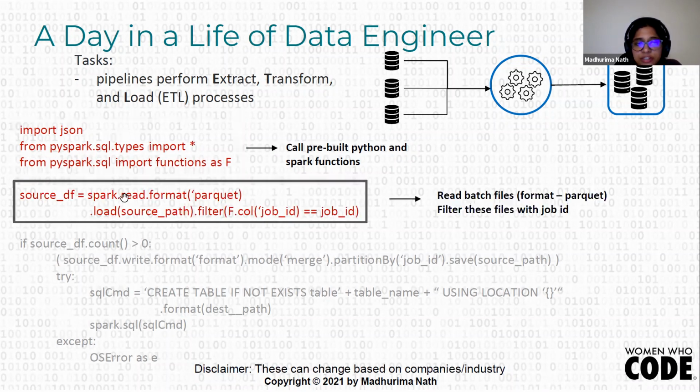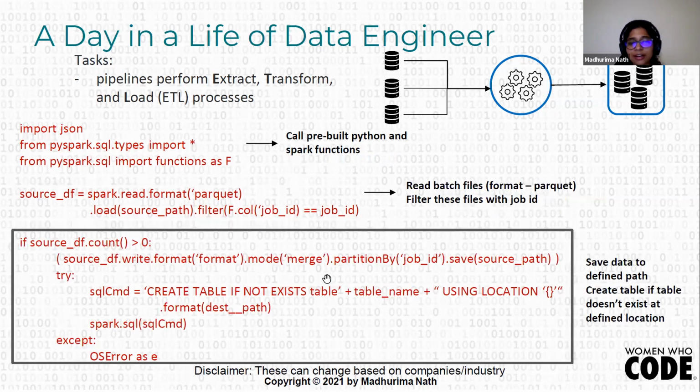Once I have called these functions, now remember we discussed how to read data. So spark.read.format. I'm reading batch files in Parquet format and loading from the source path. And this is where I'm defining what kind of transformation I want. Let's say here, I want to filter these files with job ID. So that's how I'm keeping track of the different partition files.